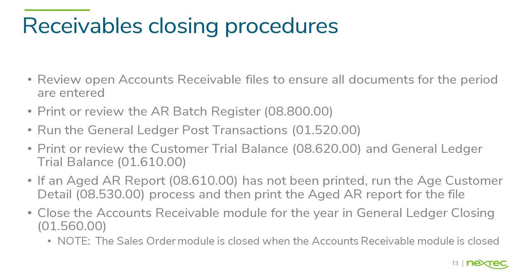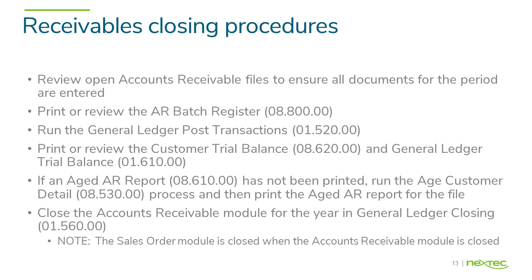As far as your receivables closing, you'll continue to review your accounts receivable files to ensure that all the documents for the period are entered. You can print or review the AR batch register. You can run the general ledger post transactions. You can print or review the customer trial balance and general ledger trial balance to make sure that they match. And you can also print your aged AR report, run the customer detail, and then print a report for file.